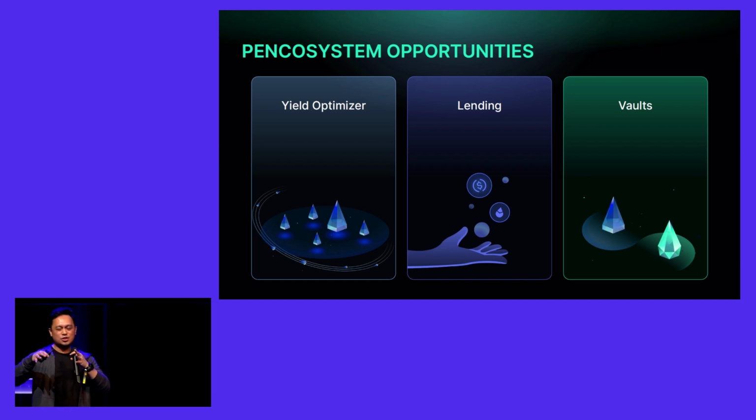So we can distribute them into different buckets. So we have yield optimizers, where you can actually increase your yield exposure into these different protocols with Pendle assets. We have lending protocols, where you can borrow against your PTs. And we have vaults, where they can execute different kinds of strategies against your Pendle assets.